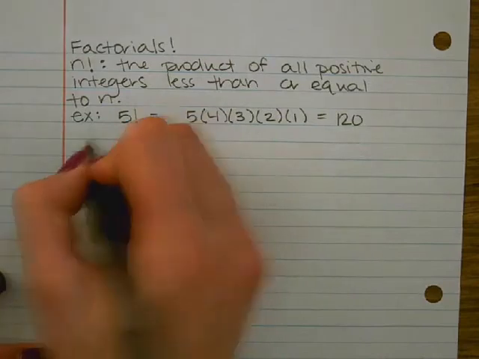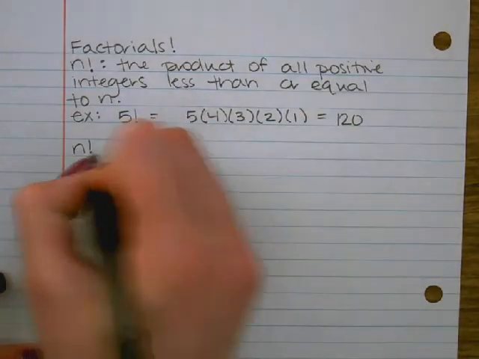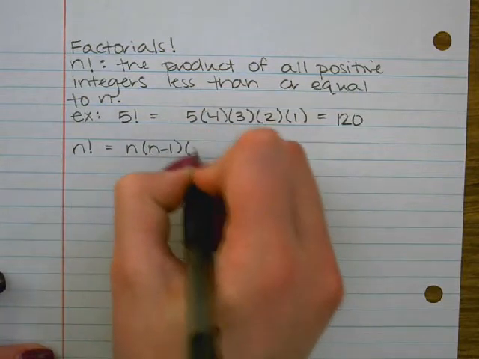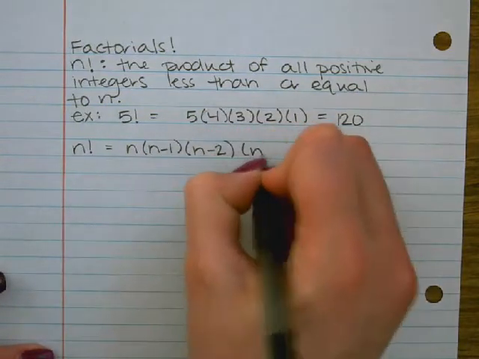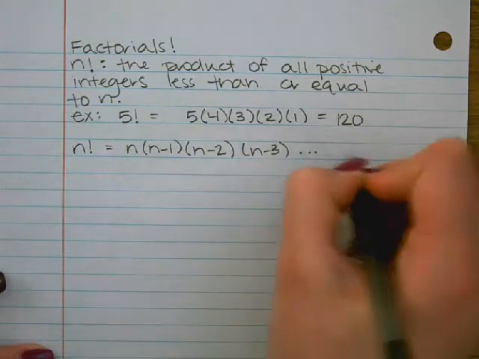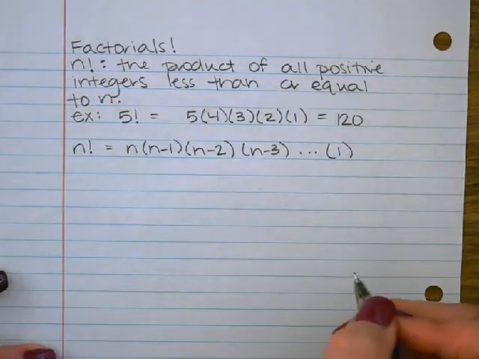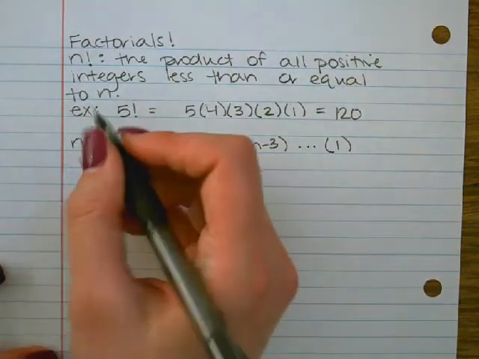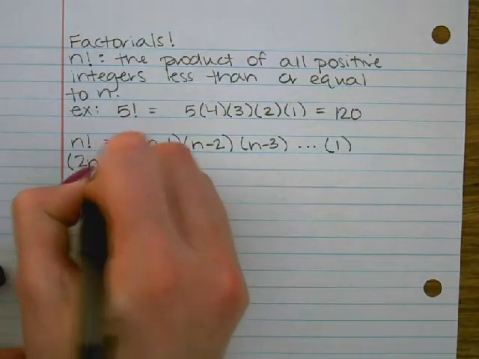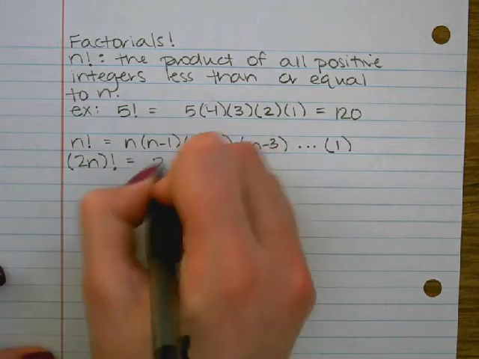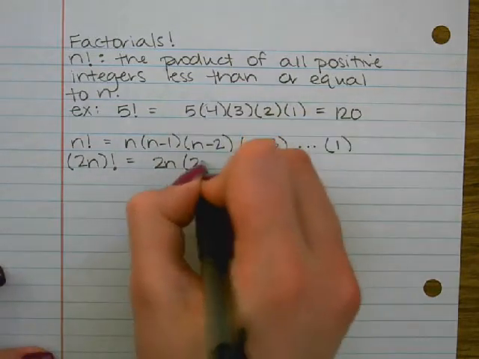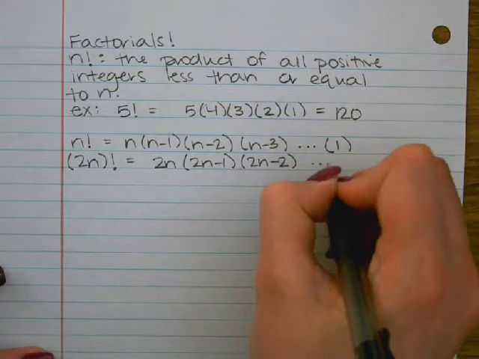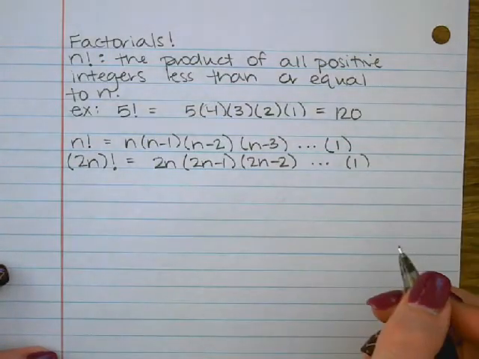So if we take this idea further, then n factorial is going to be n times n minus 1 times n minus 2 times n minus 3 and so on, all the way until you get to 1. Also, if you want to look at 2n factorial, then that would be 2n times 2n minus 1 times 2n minus 2, and so on, all the way until you get to 1.